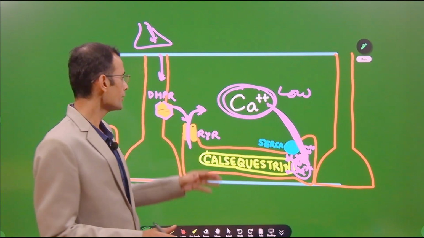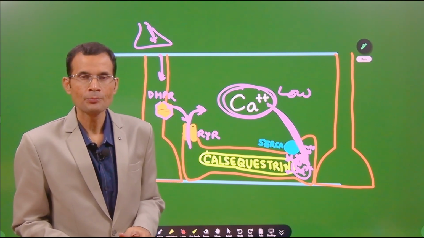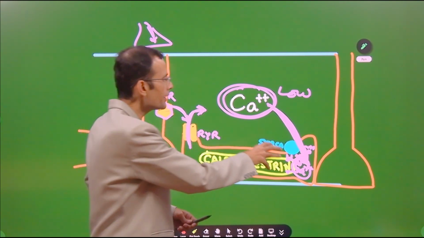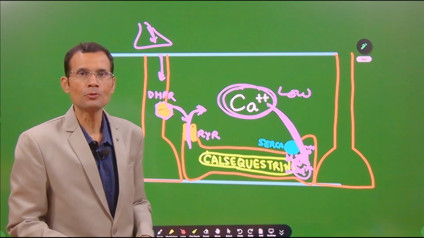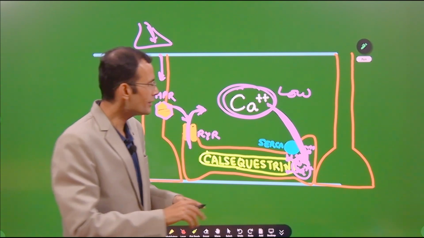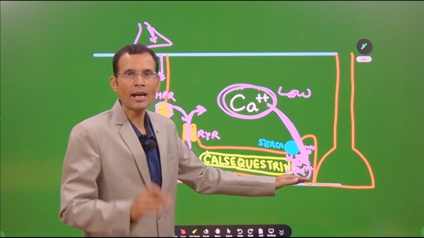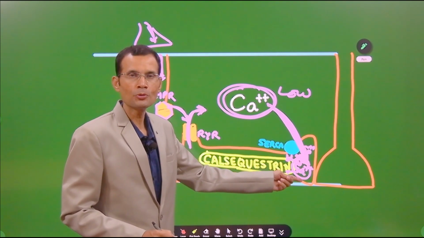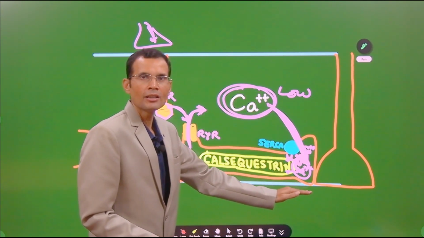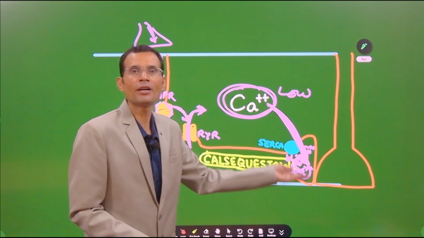So here comes the role of calsequestrin. Calsequestrin in the L tubule, it mops up the ionic calcium in the L tubule. By mopping up the ionic calcium, it decreases the ionic calcium concentration in the L tubule to some extent. That means low to high, this high does not become very high.